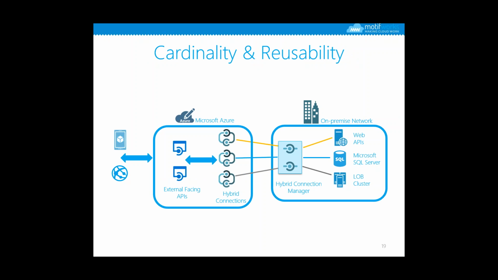At the same time, it supports many complex cardinality scenarios. For example, you can have multiple hybrid connections in cloud leveraging the same Hybrid Connection Manager, which we saw in this demo as well. And you can expose multiple web APIs and multiple data sources through the same Hybrid Connection Manager load balanced tier. So you see, it's quite reusable, and with a common load balanced Hybrid Connection Manager on-premise, you can expose all these APIs and databases.